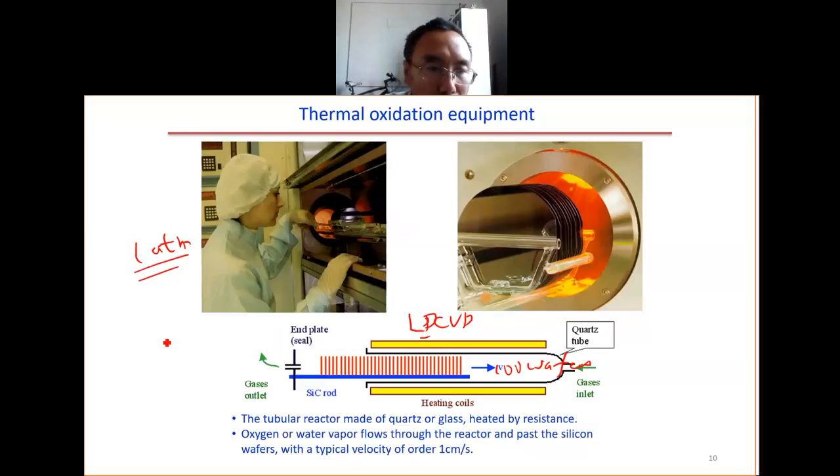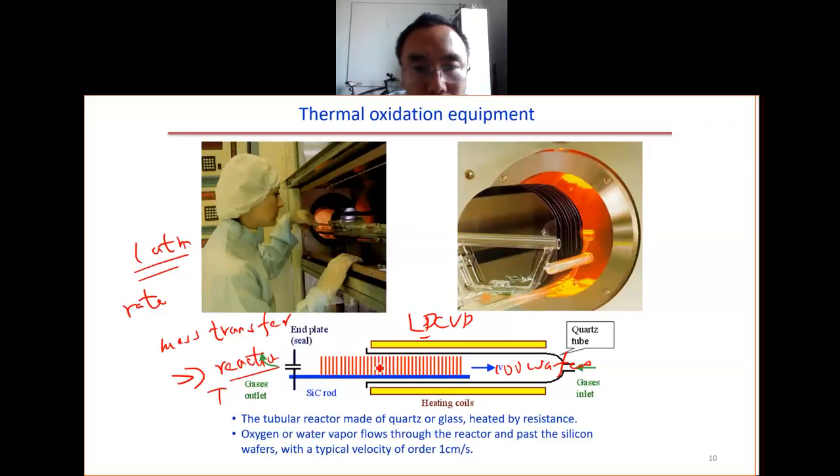So the gas transport, the mass transfer, is much faster than the chemical reaction. So the growth rate is limited by the chemical reaction. As long as we have the chemical reaction, it depends on the temperature. So as long as we have uniform temperature along all the wafers, then we get the same growth rate. That's why we can put so many wafers, and we use this hot wall. We use resistance heating to heat the many wafers at the same time.